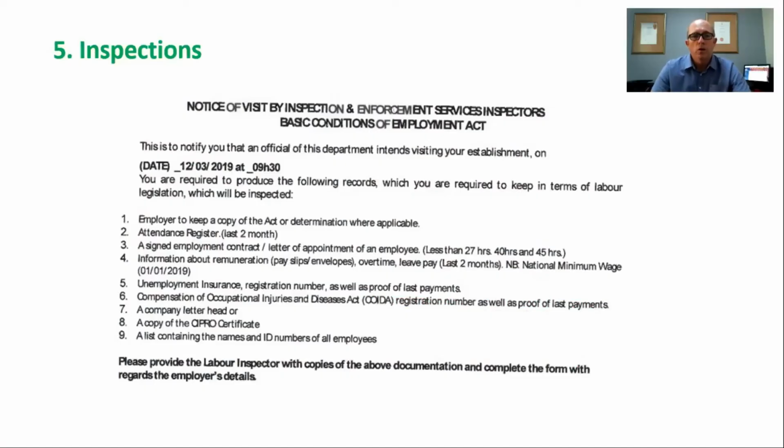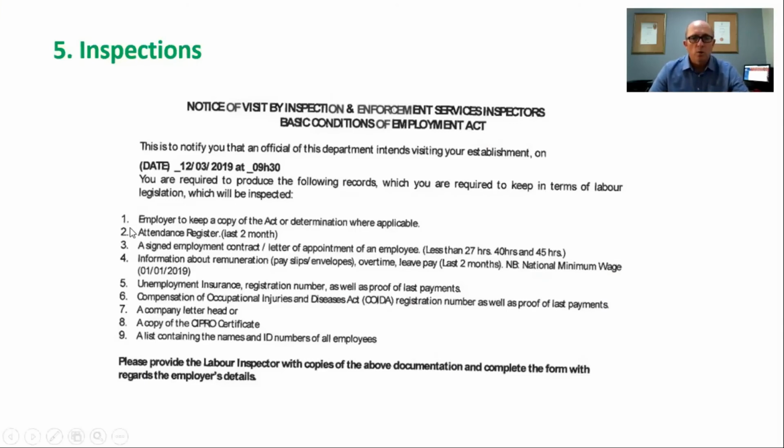If you look at this notice, they say this is to notify you that an official of this department intends to visit your establishment, and then they will give you a date and a time. You are required to produce the following records, which you are required to keep in terms of labour legislation, which will be inspected. The first bullet point is employers to keep a copy of the Act or determination where applicable. The Act they're talking about is the Basic Conditions of Employment Act. If you go to some of your big stationery shops like CNA or Waltons, there are these huge posters that you must buy, and then put up against the wall where your employees can actually see the basic conditions of employment.